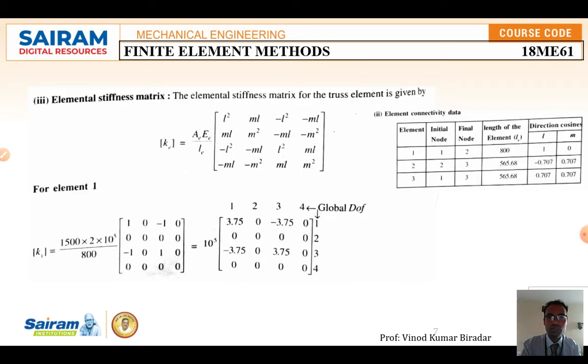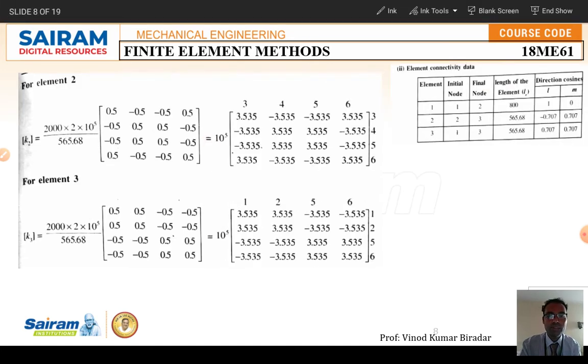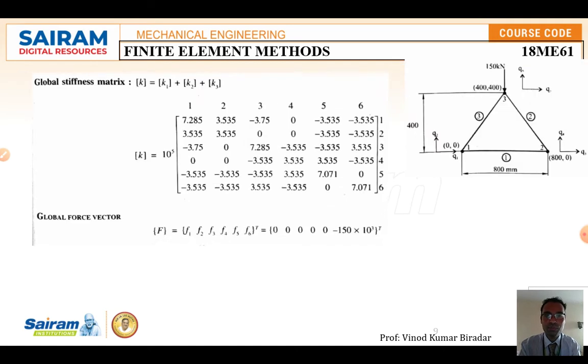While simplifying each element, the power should be the same. Like that you have to simplify it. This is 10 to the power of 5, this is 10 to the power of 5, so 10 to the power of 5. By doing this you can get the simplification easy in the global stiffness matrix. Since the maximum number of nodes here is 6, put here 6 into 6. In all the elements 10 to the power of 5 is common, so write down 10 to the power of 5. So you have to note down a 6 into 6 matrix.